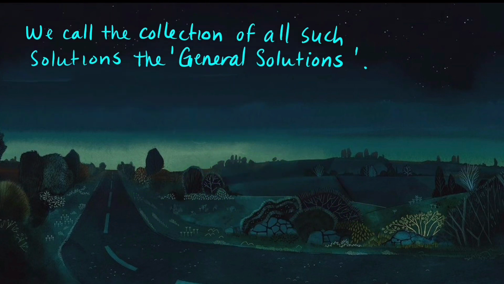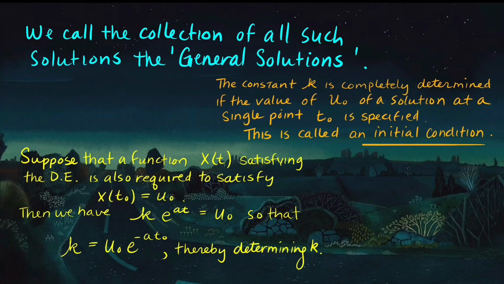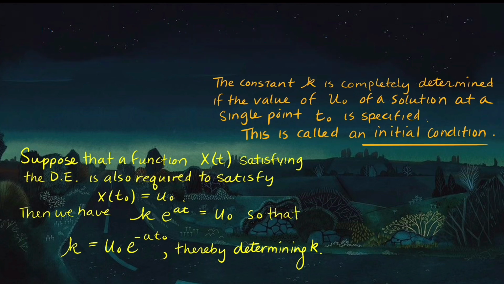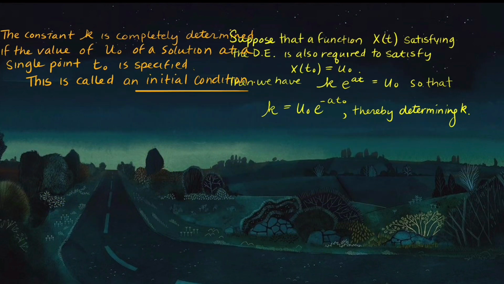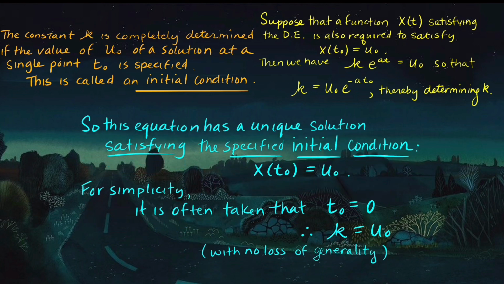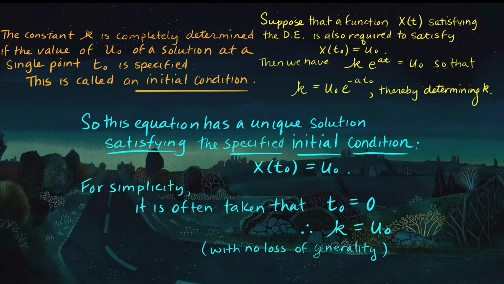The collection of all such solutions make up the general solutions, whereby the constant k is completely determined if an initial condition is specified. One can suppose that a solution satisfies an initial condition, such that x of t naught is equal to u naught. Then from that we can determine the value of k and specify a unique solution. For simplicity, it is often taken that t naught is equal to 0, thus k is equal to u naught, with no loss of generality.